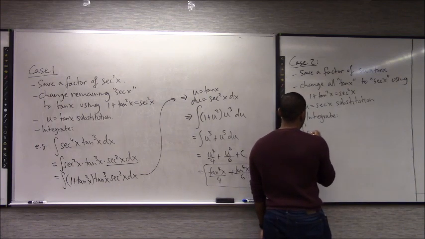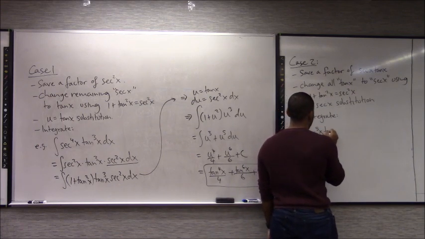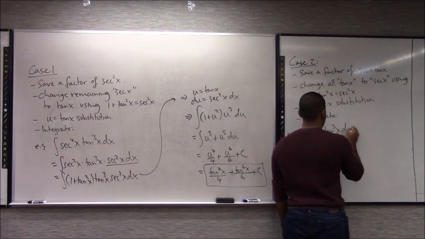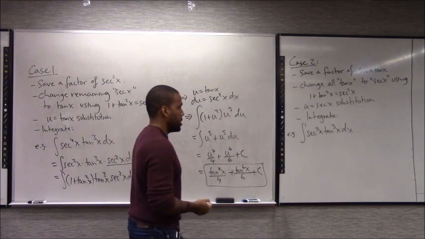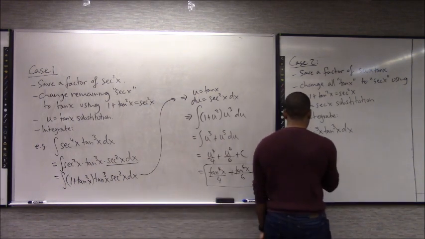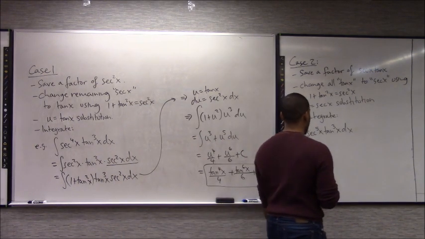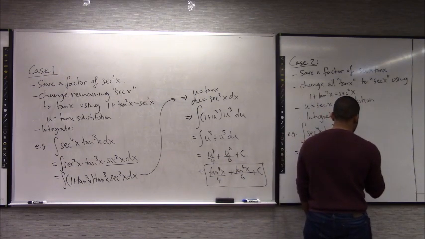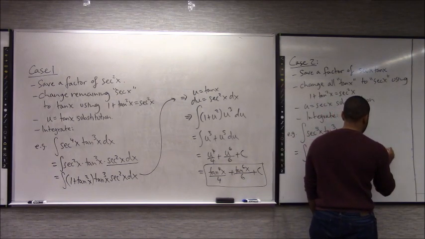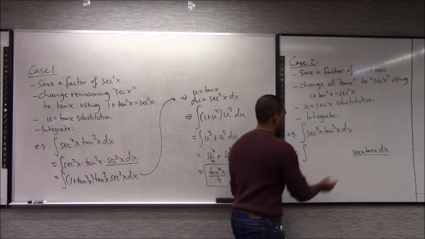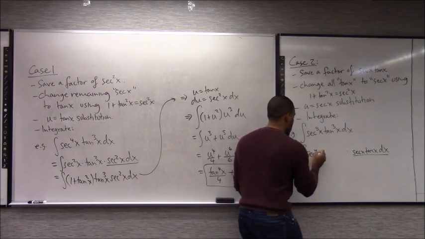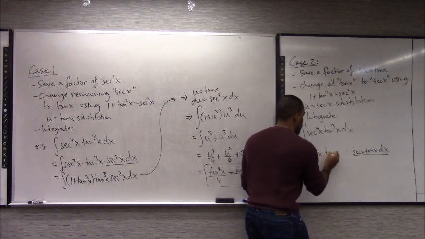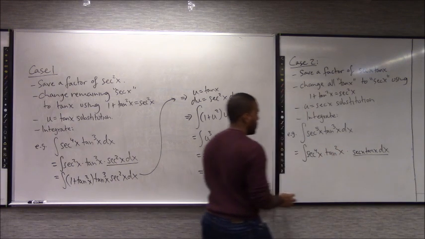Example, let's say I have the integral of secant to the 5th x tangent cubed x. So secant is present, the power of tangent is odd. What I'm going to do is pop off one of those secants and one of those tangents. I'm going to put it at the end, secant x tangent x. This leaves me with secant to the fourth left over here and a tangent squared left over here.